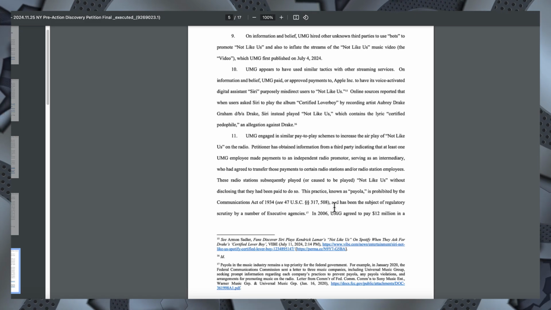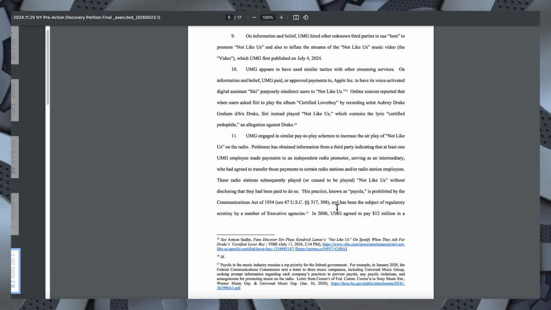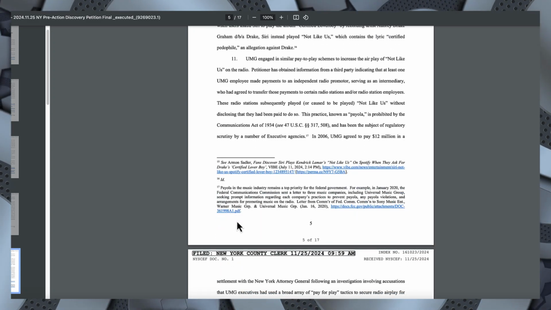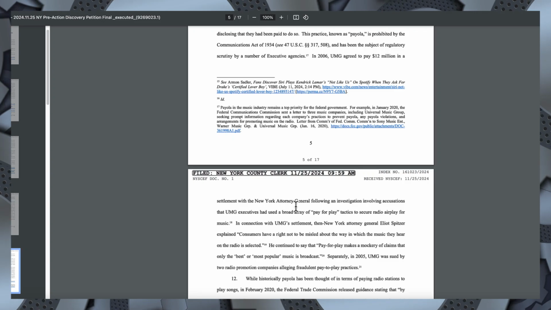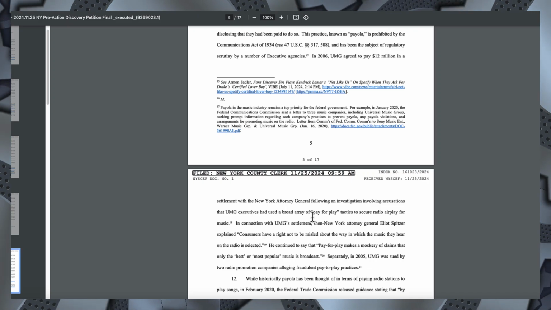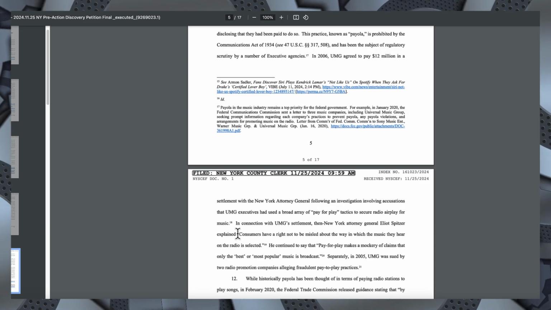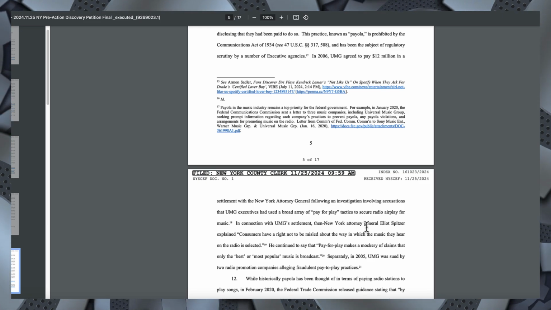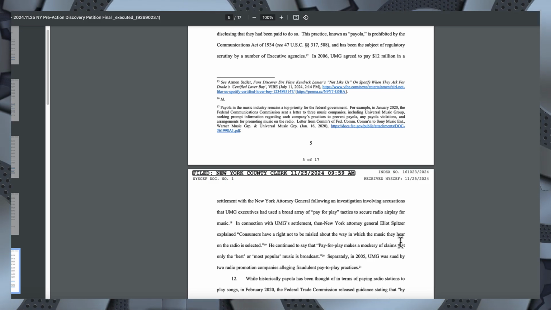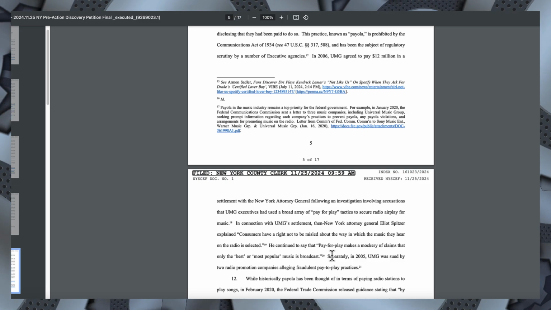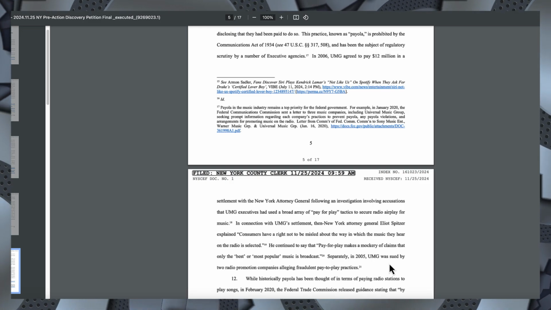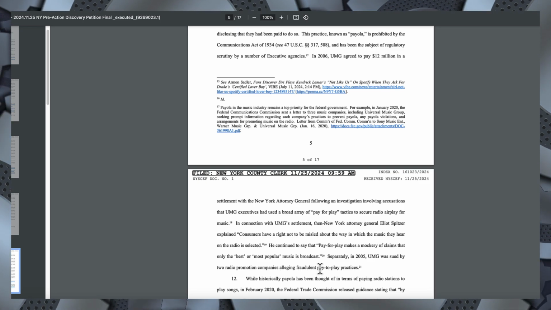See 47 USC 317, 508, and has been the subject of regulatory scrutiny by a number of executive agencies. In 2006, UMG agreed to pay $12 million in a settlement with the New York Attorney General following an investigation involving accusations that UMG executives had used a broad array of pay-for-play tactics to secure radio airplay for music. In connection with the UMG settlement, then New York Attorney General Eliot Spitzer explained, consumers have a right not to be misled about the way in which the music they hear on the radio is selected. He continued to say that the pay-for-play makes a mockery of claims that only the best or most popular music is broadcast. Separately, in 2005, UMG was sued by 2 radio promotion companies alleging fraudulent pay-to-play practices.